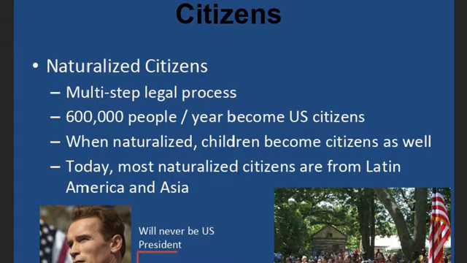Question number 6 just wants to know your opinion on our citizenship process. Every person that comes to our country wanting to become a citizen has to take tests in government, history, and English.